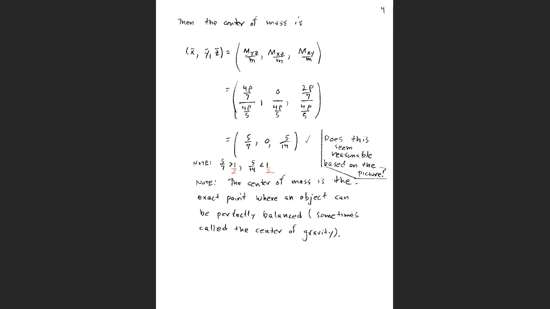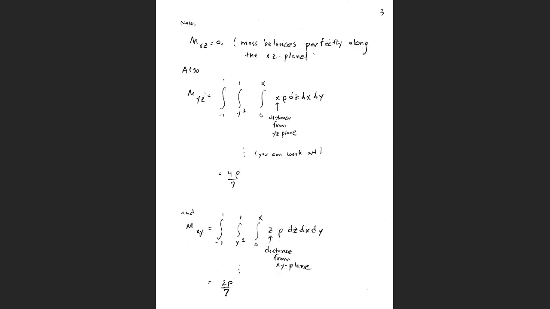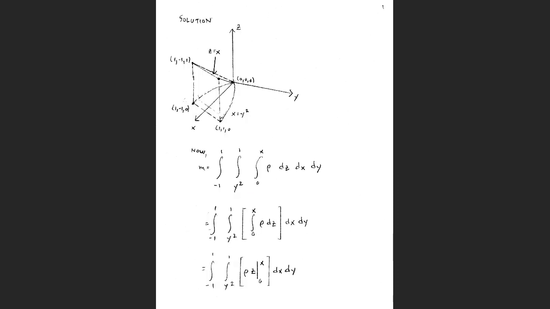Okay, so let's remember what the center of mass is. The center of mass is the exact point where an object can be perfectly balanced, sometimes called the center of gravity. So we notice that, for instance, X bar is greater than a half. Let me go back to the picture here. Let's see why that would make sense.